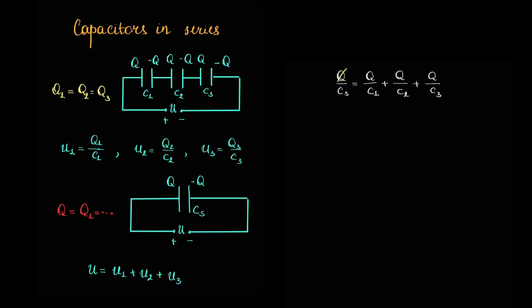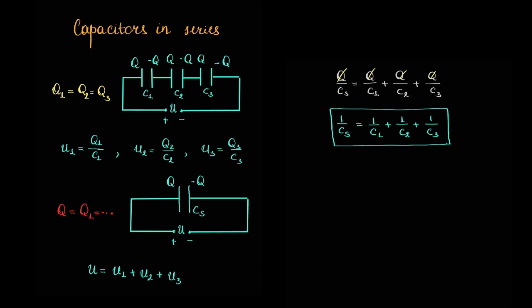Canceling Q, we get the following expression. The reciprocal of the total capacitance is the sum of the reciprocals of the individual capacitances, right? So it is the reciprocal of the first capacitance plus the reciprocal of the second capacitance plus the reciprocal of the third capacitance.